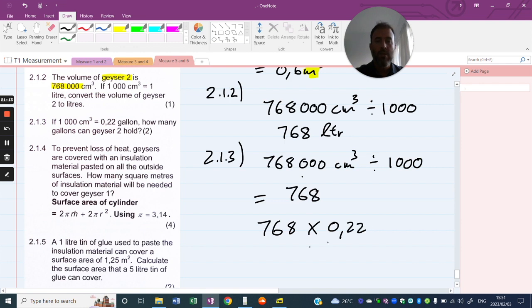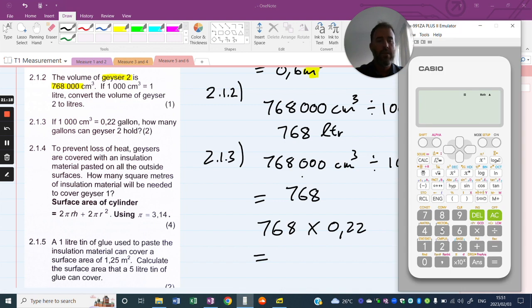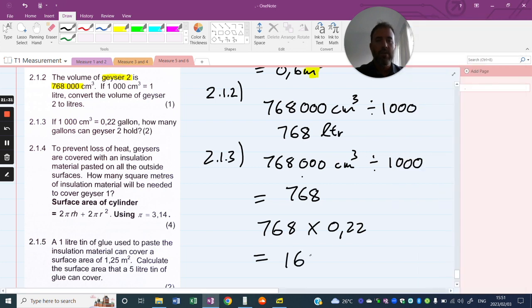So then in total, how many gallons do we have? We'll use the calculator for this. We'll say 768 times 0.22, and we'll get 168.96. That's already 2 decimal places. So 168.96 gallons. And the way you write gallon is GAL, gal. Okay, so that's how many gallons in our total volume over there.